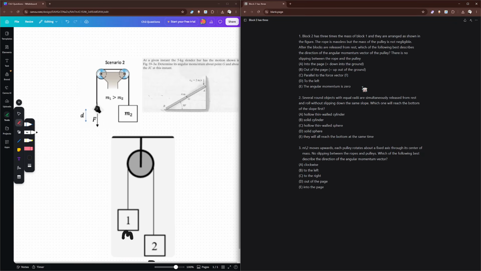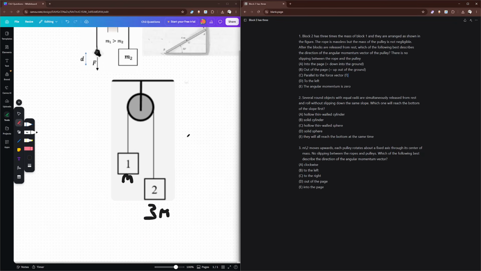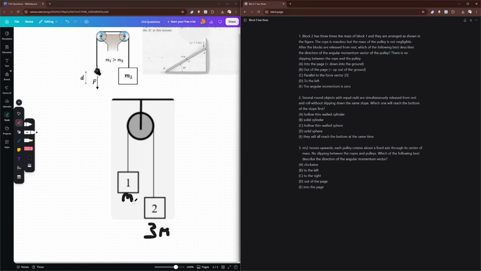So for question one, block two has three times the mass of block one, and they are arranged as shown in the figure. The figure is this here. I wrote the info ahead of time. The rope is massless, but the mass of the pulley is not negligible. After the blocks are released from rest, which of the following best describes the direction of the angular momentum vector of the pulley? There's no slipping between the rope and the pulley.